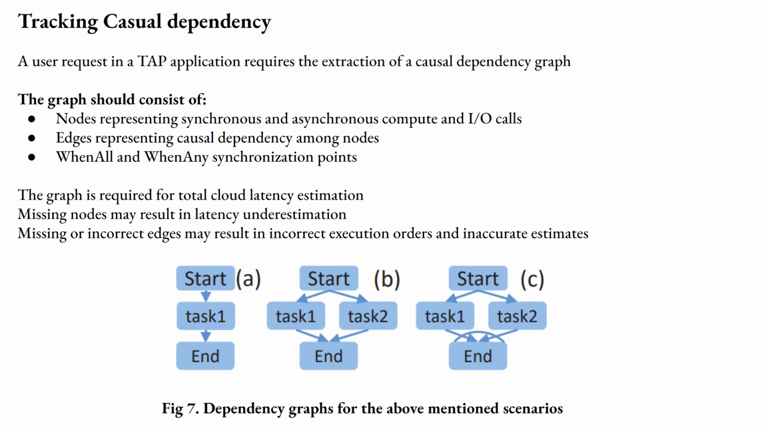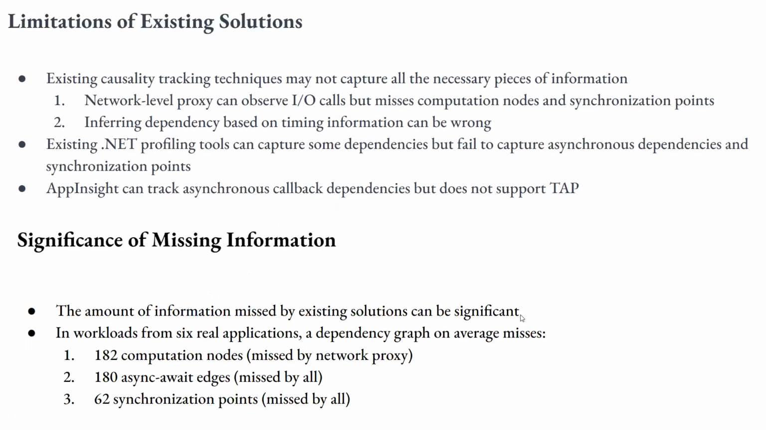However, one important thing to keep in mind is that missing nodes can result in underestimating the latency, while incorrect edges can cause the nodes to be executed in the wrong order. Therefore, it is quite crucial to ensure that all the relevant nodes and edges are included in the dependency graph. Now, given below is an example of a dependency graph for all the three situations we've talked about so far. One is for a single task, the first one. The second is for when all, and the third one is for when any.